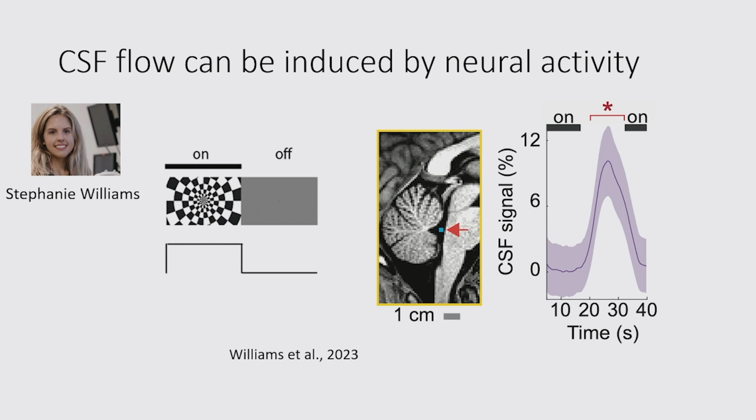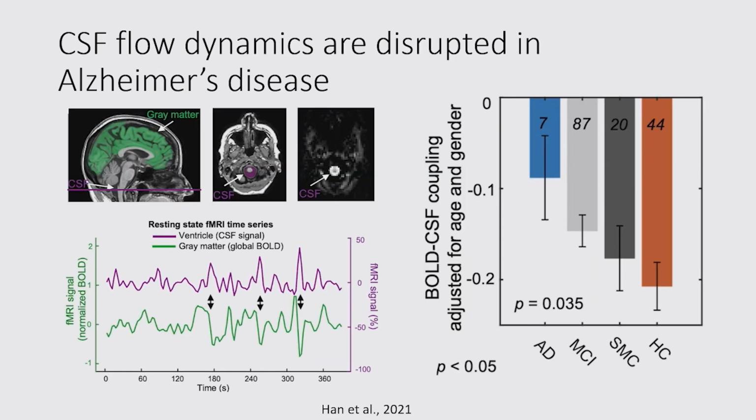And just to causally test this idea, Stephanie Williams, a PhD student in our group, used an intense visual stimulus to drive a lot of bold response and neuronal activity while measuring CSF flow here in the ventricle. And she actually found that even this simple sensory task could really strongly drive CSF flow in the ventricle, where when the stimulus would go off, blood volume drops, and then CSF flow actually flows up into the brain.